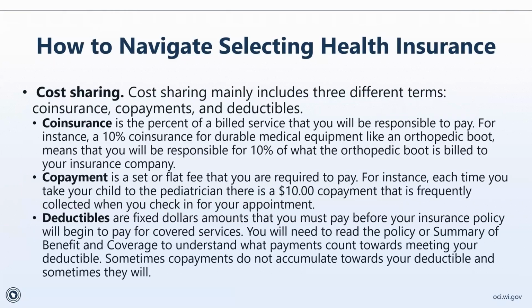Cost sharing is a term used in health insurance, so it's important to understand and to be able to explain the 3 out-of-pocket possibilities for a member that fall under the term cost sharing. Coinsurance is the percent of a billed service that the insured will be responsible for paying. Copayment is a set or flat fee that the insured will be required to pay. It's usually for office visits. And the deductible is the fixed dollar amount that the insured must pay before the insurance policy starts to pay for covered services.